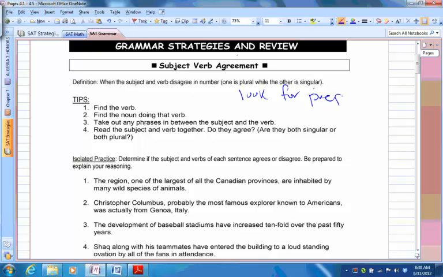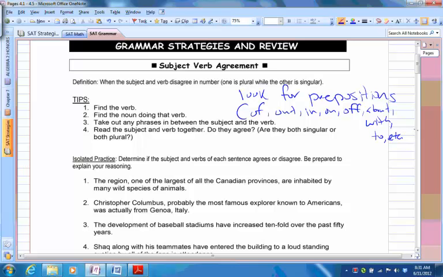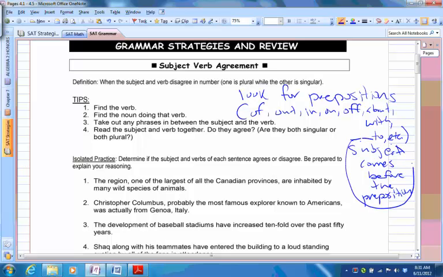look for prepositions. Preposition words like of, out, in, on, off, about, with, to, etc. Because usually the subject comes before the preposition. Okay? Usually the subject comes before the preposition.